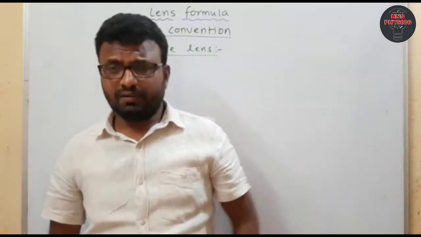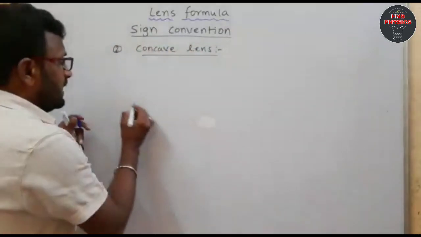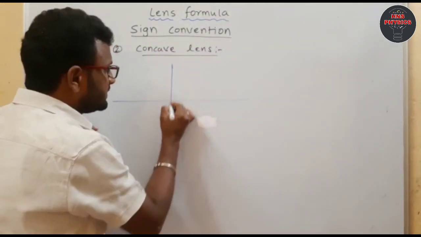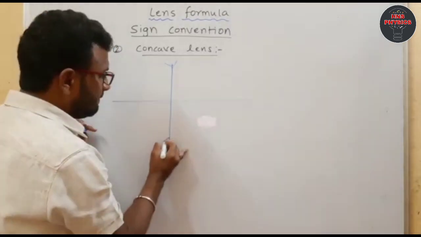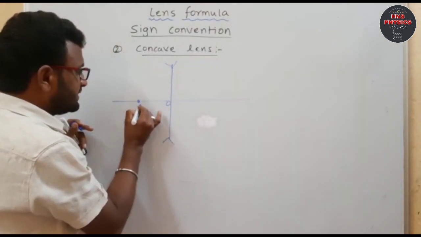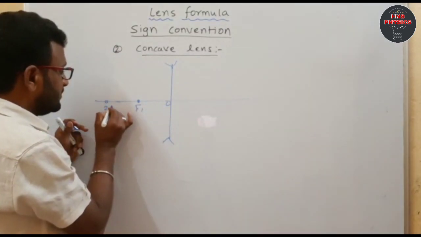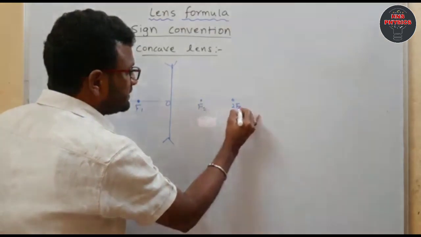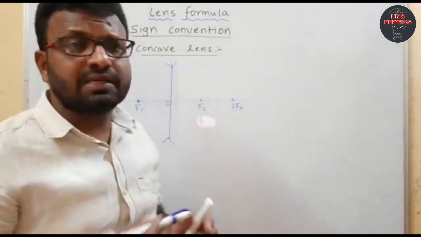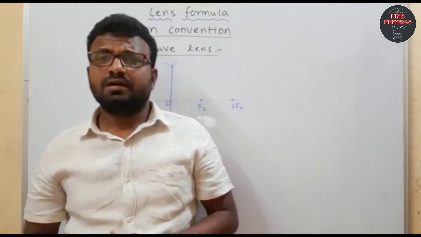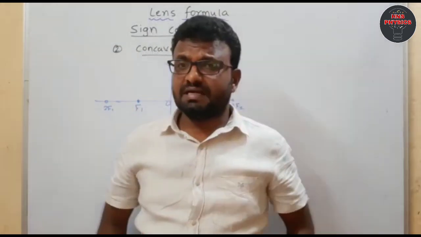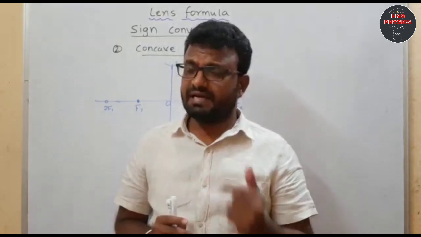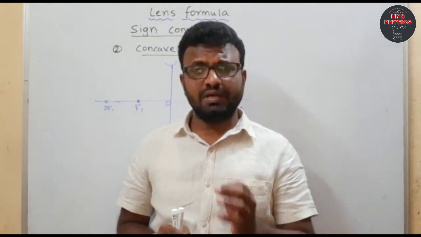Now come to the concave lens. We have to discuss the sign convention of a concave lens. This is the concave lens symbol, this is the optic center, this is f1 and 2f1, and this is f2 and 2f2. A concave lens is a diverging lens, whereas a convex lens is a converging lens. A convex lens gives real as well as virtual images, but a concave lens gives only virtual images.